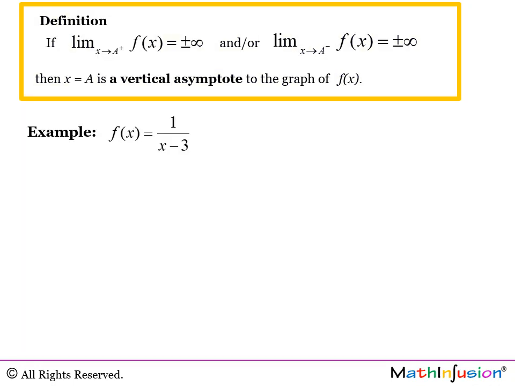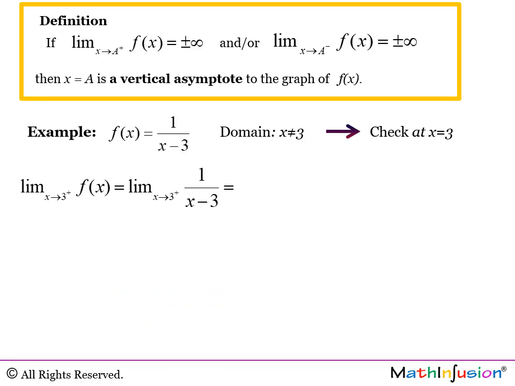Example: f(x) equals 1 over x minus 3. The domain of this function is x not equal to 3. It means that we have to check for a vertical asymptote at x equals 3. We have to take the two-sided limits.